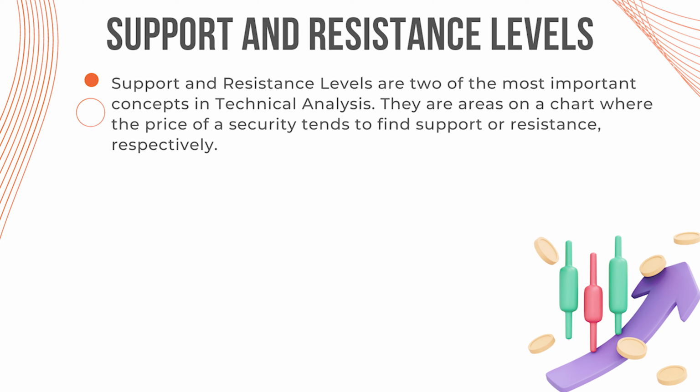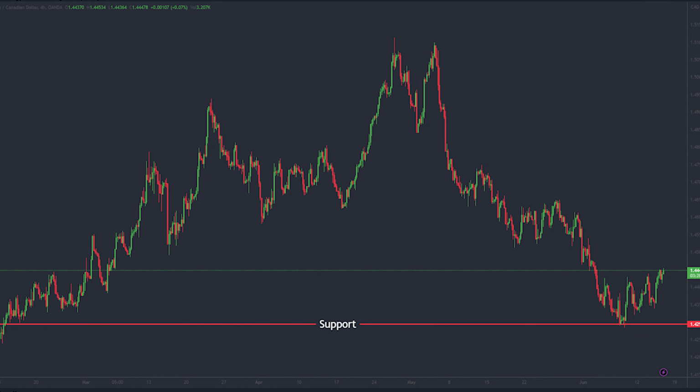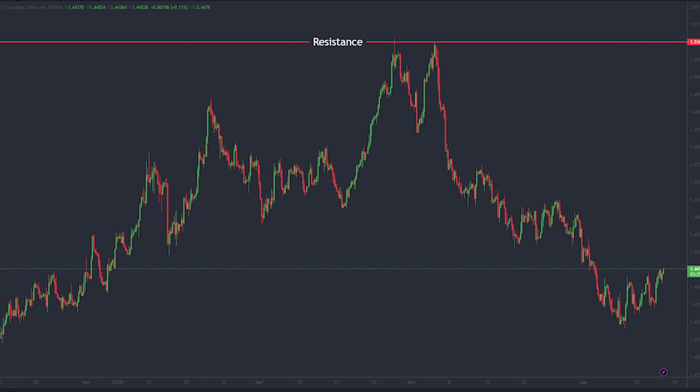Support and resistance levels are 2 of the most important concepts in technical analysis. They are areas on a chart where the price of a security tends to find support or resistance, respectively. A support level is a price level at which the demand for a security is strong enough to prevent the price from falling further. It is considered a floor or a base of the price action. A resistance level is a price level at which the supply of a security is strong enough to prevent the price from rising further. It is considered a ceiling or a top of the price action.